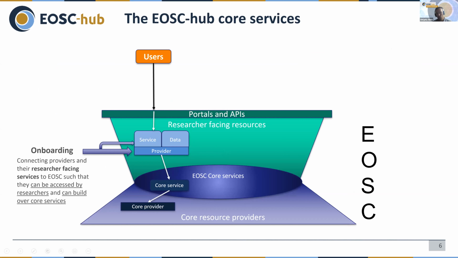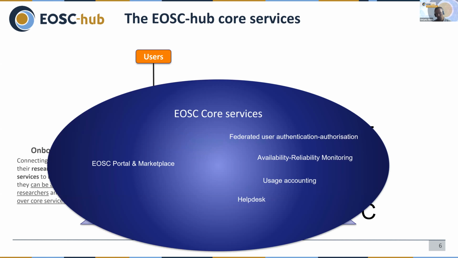So let's zoom a bit into what core services we have that are facilitating the service onboarding. On one hand, we have the EOSC Portal and Marketplace, which is the web portal through which users can browse services, can find services of their relevance, and can access those services either directly or after some approval by the service operator. There are other core services, which you can see on the right side, particularly Federated User Authentication and Authorization Service, and Service Availability and Reliability Monitor, Service Usage Accounting System, and the Help Desk.